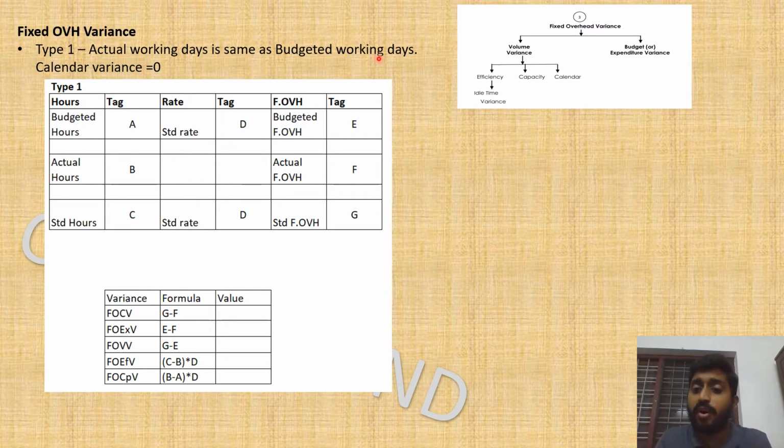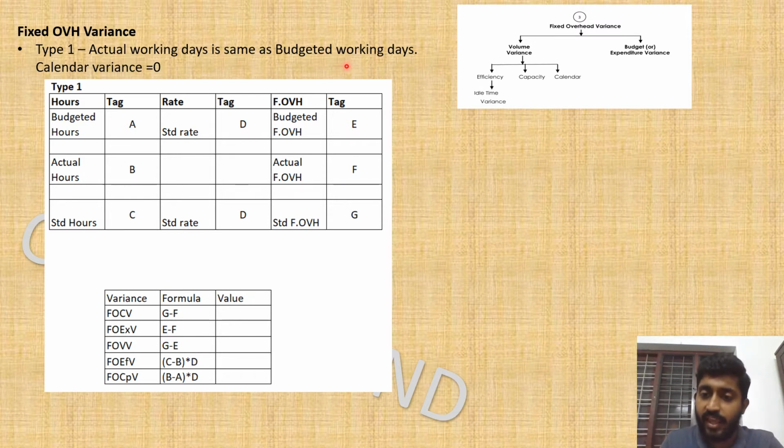So if the working days are same, then we have to approach the problem using type 1. So what is type 1? Here I have given the type 1. From the question we have to find the budgeted hours, actual hours and standard hours. I'm giving a tag for it so that I can create a formula. I'm calling budgeted hours as A, actual hours as B, and standard hours as C.